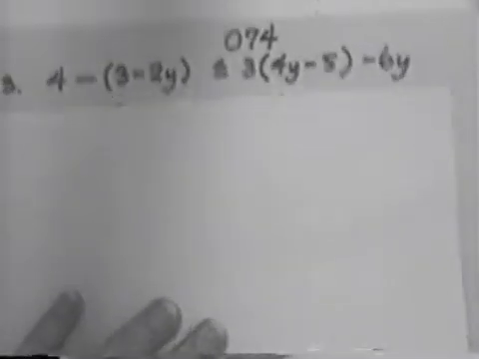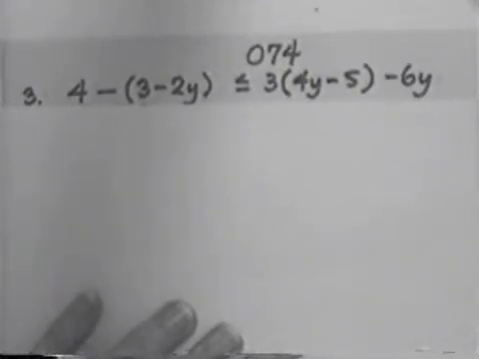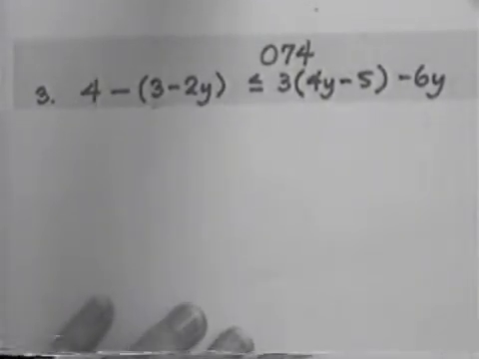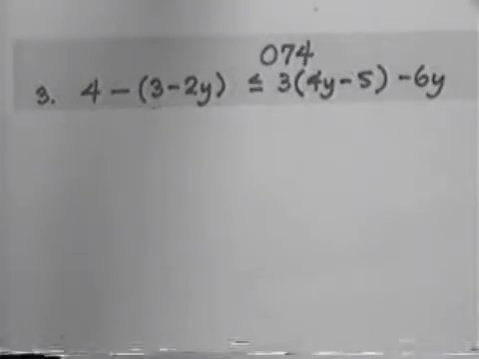Let's do one more example before I turn you loose on some exercises. Our next example has simplifying that's necessary. Example 3 is 4 subtract the expression in parentheses 3 subtract 2y is less than or equal to 3 times, in parentheses, 4y subtract 5. Then after the parentheses, subtract 6y.